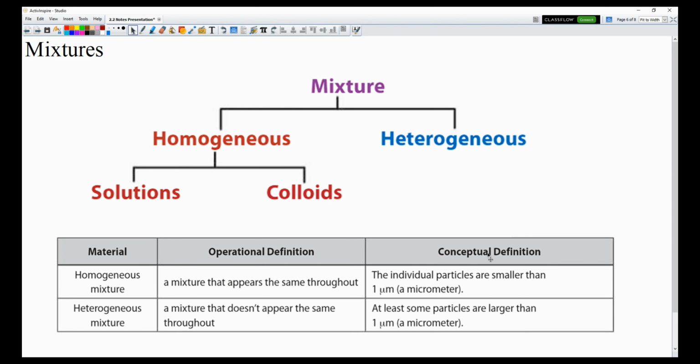The conceptual definition of those is that in a homogeneous mixture the individual particles are smaller than 1 micrometer. That's why we can't pick those things out. We can't pick out the sugar molecules or the flavoring molecules because those molecules are so small. Whereas in a heterogeneous mixture, these are particles that are larger than a micrometer. Okay, so those are the definitions. And homogeneous mixtures are also separated into solutions and colloids. So what is the difference between a solution and a colloid?